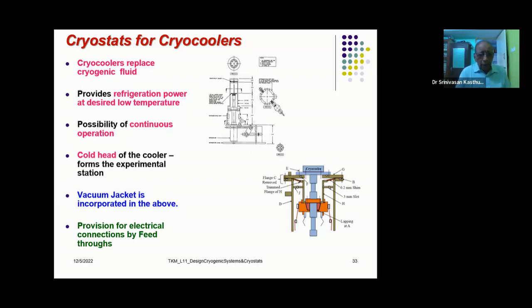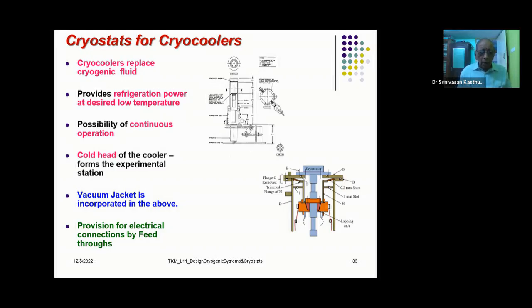Now, what about the cold head of the cryocooler? That forms the actual experimental station. There can be a single-stage system or a two-stage system. The cold head of the cryocooler, which forms the experimental zone, needs to be surrounded by a suitable vacuum jacket so that the system is completely isolated from the surroundings, or to minimize the heat transfer coming from the ambient to the cold head of the cryocooler. This is what is called a vacuum jacket for the cryocooler.